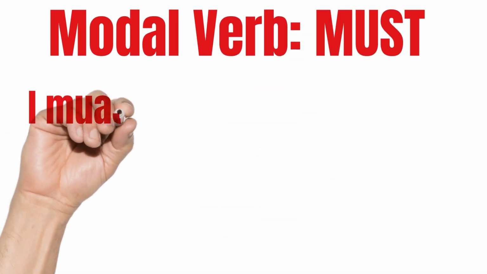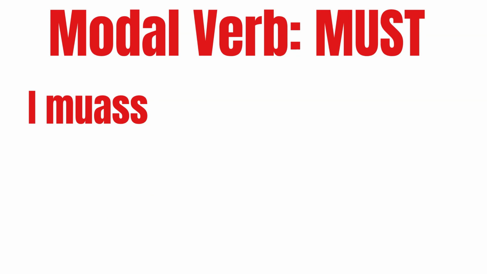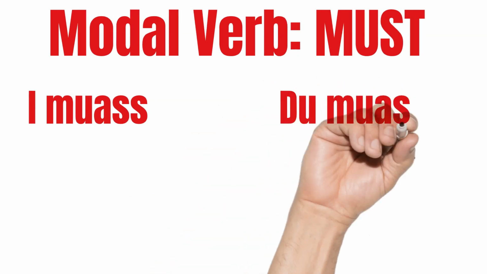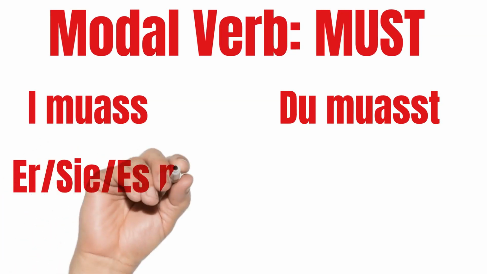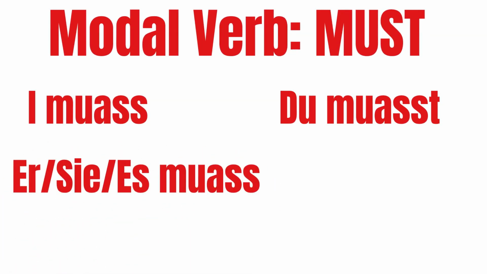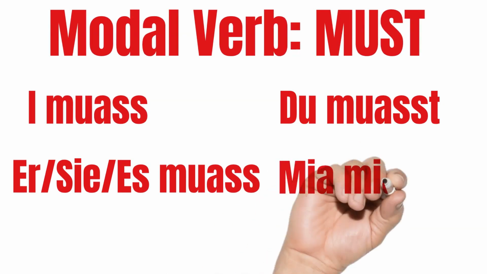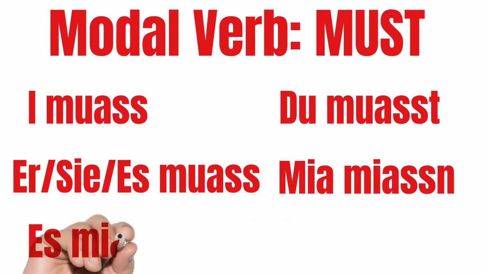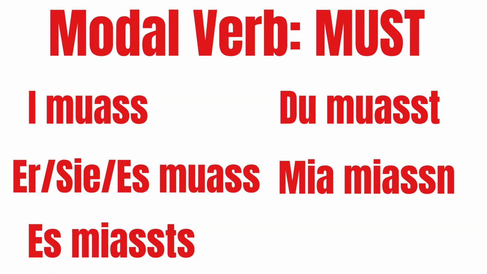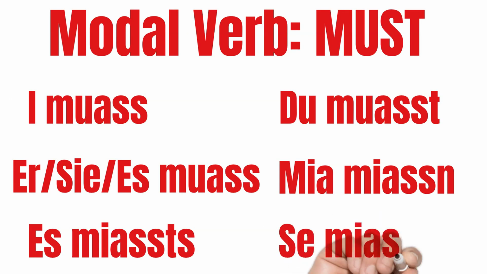Finally, let's analyze the verb must. Ich muss, I must. Du musst, you must. Er, sie, es muss. He, she, it must. Wir müssen, we must. Es müsst, you must, plural. Sie müssen, they must. In Tyrol and Vorarlberg you will come across muss.